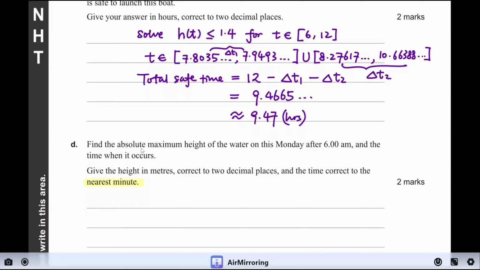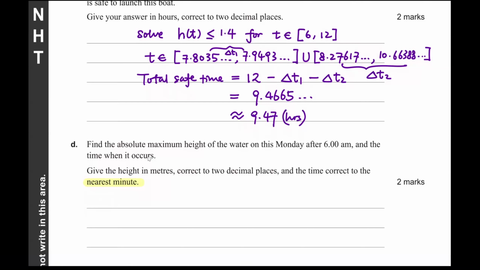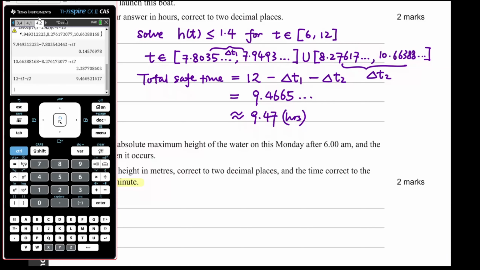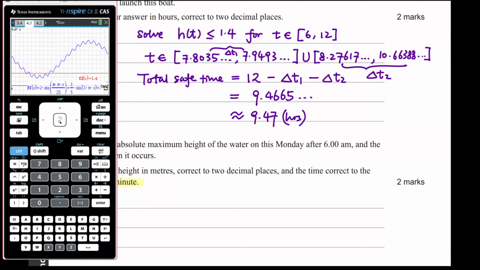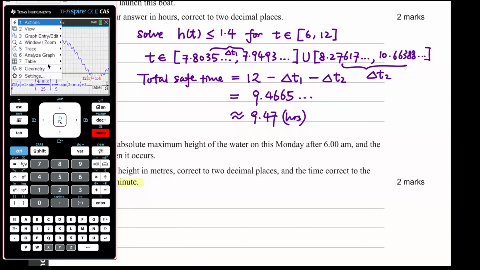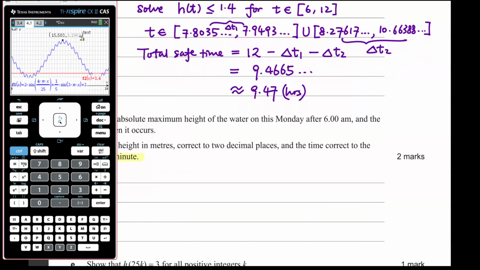Okay. Find the absolute maximum height of the water on this Monday after 6 a.m. and the time when it occurs on this Monday. After 6 a.m. So it's up to t equals 24 within the same day. So you can actually find menu, analyze graph, maximum, click this graph, and search it across. This is 15.503, 5.1962.